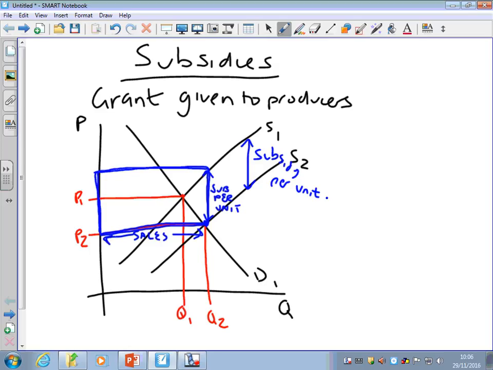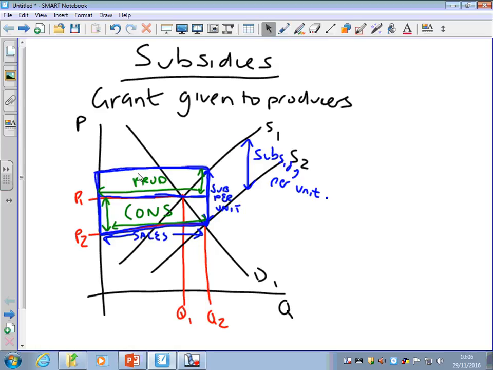Now, in terms of who benefits from the subsidy, well, what we can look at is, the price used to be P1. The price has fallen to P2, which means that the consumer has benefited from this. In other words, this drop in prices across all these different sales here. That means that the producer has kept some of it for themselves. Okay, they've kept the remaining section here.